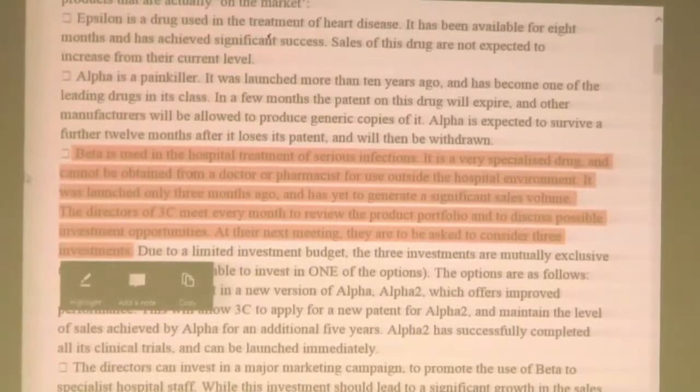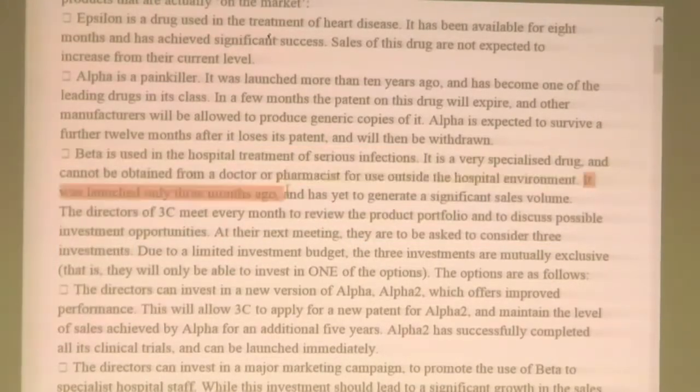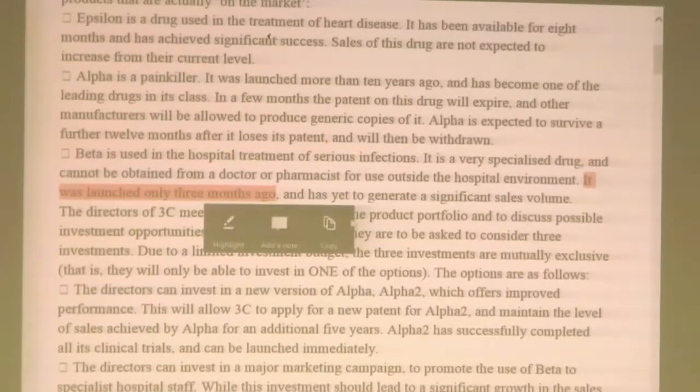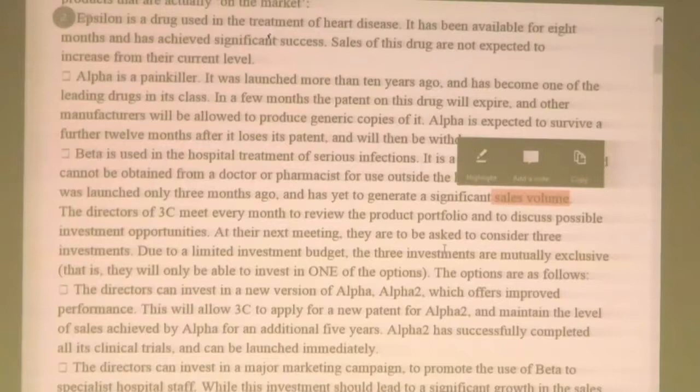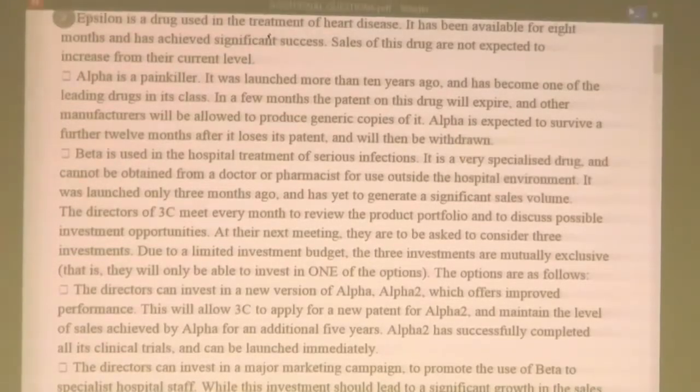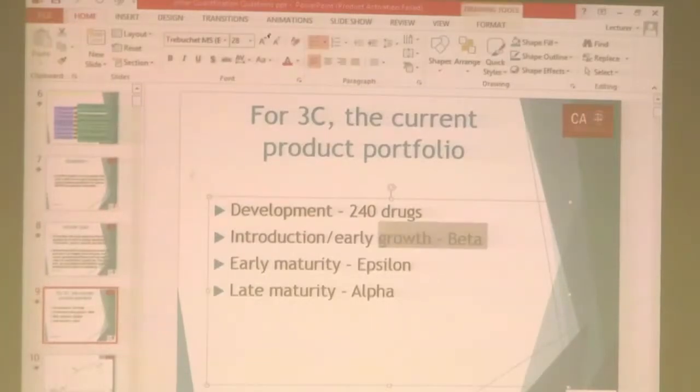They say beta is used in the hospital treatment of serious infections. It is a very specialized drug and cannot be obtained from a doctor or pharmacist, used outside the hospital. That doesn't tell you that it is introduction or early growth. It was launched only 3 months ago and has yet to generate a significant sales volume. That is the point. Sales are not significant but growing. That means either introduction or early growth. So that conclusion is fine.